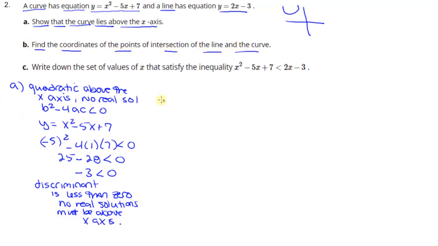All right, find the coordinates of the points of intersection of the line and the curve. Okay, so we've got a line and a curve and they intersect. That means these y's have to be equal to each other, so we can make the rules equal to each other. What I want you to do is pause this and get everything over on one side, make it equal to 0, and then solve for x. Then plug it back in and find out what y is. Start back up when you're ready.